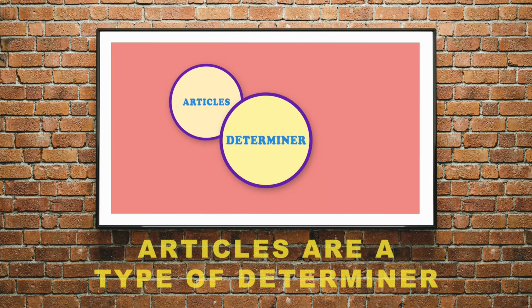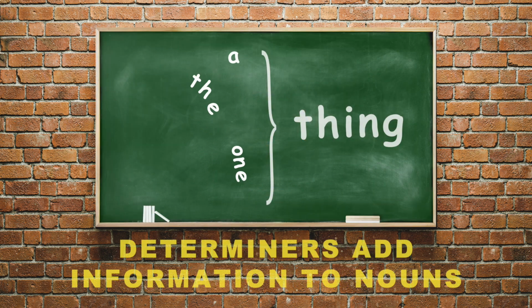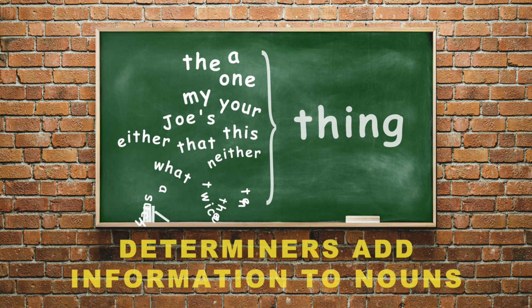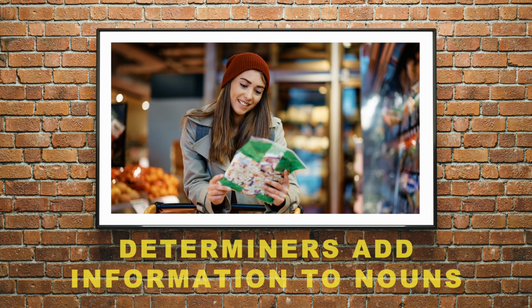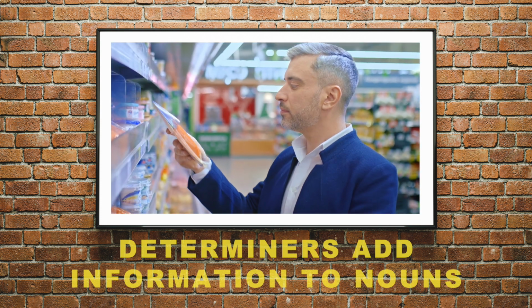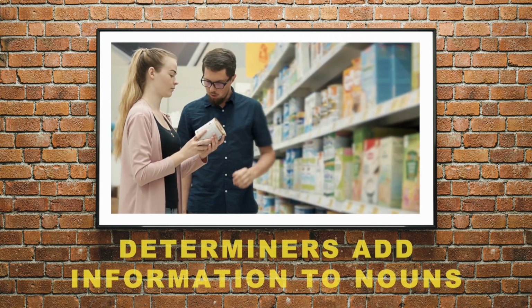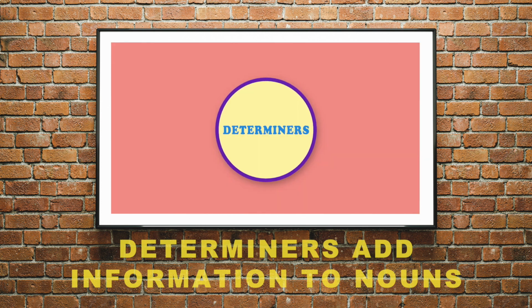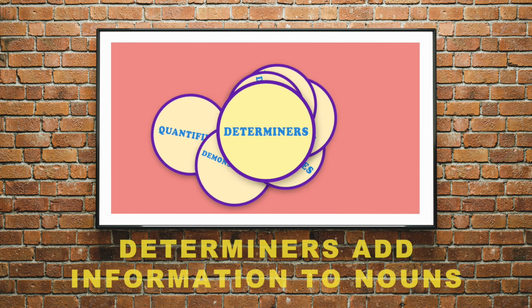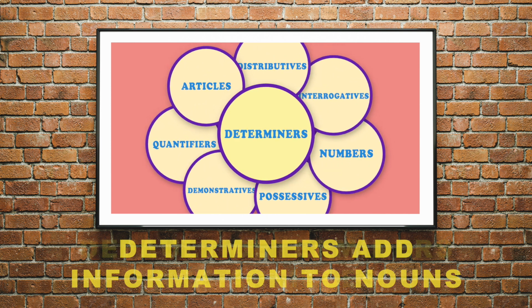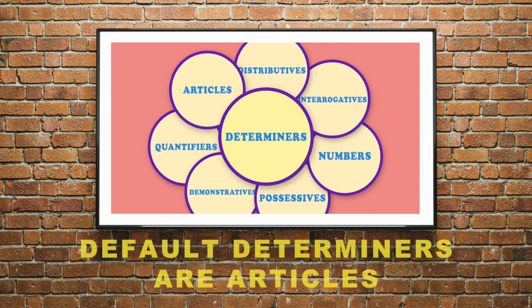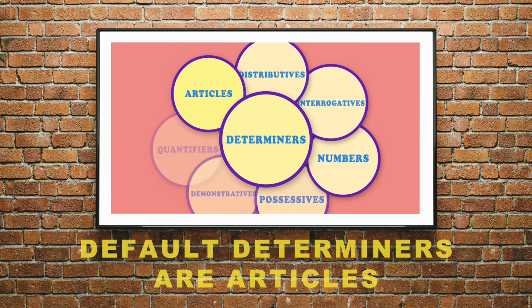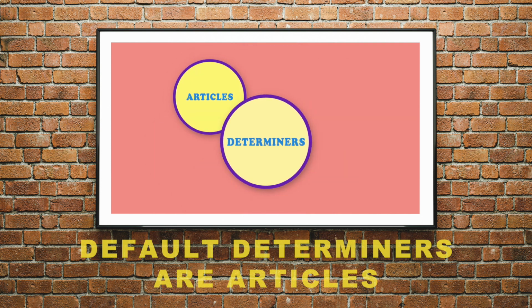Articles are a type of determiner. Determiners give us important additional information about our nouns, just like the packaging and labels on the food we buy at the supermarket help us understand what ingredients they are made from. Now, there are various different types of determiners in English grammar, but our default determiners are articles. When there is no other determiner in front of a noun, we need to use an article.